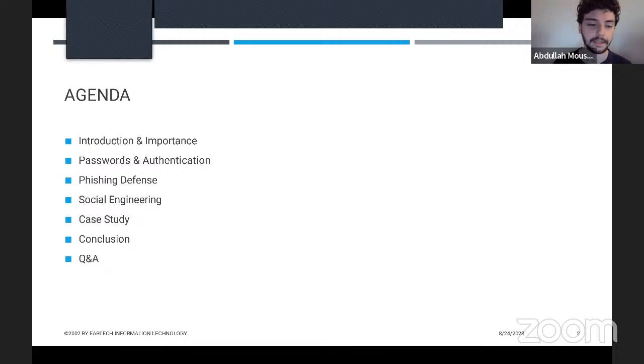After that, I will discuss phishing defense. I will go over what phishing is, the many types of it, and what attackers are using it for. And the last principle we will cover is social engineering, which has always been my favorite. It's always been very interesting to me, and it incorporates really well with the other topics.